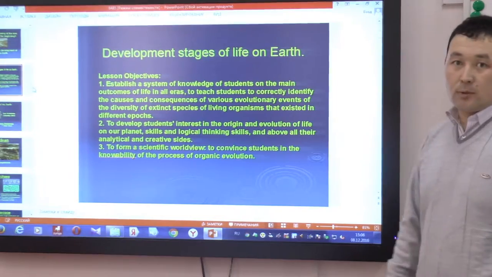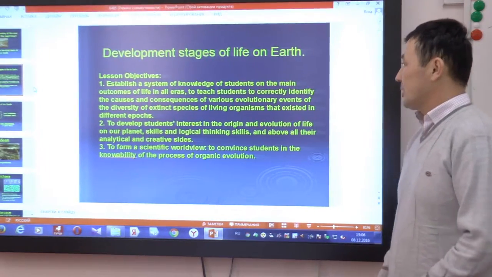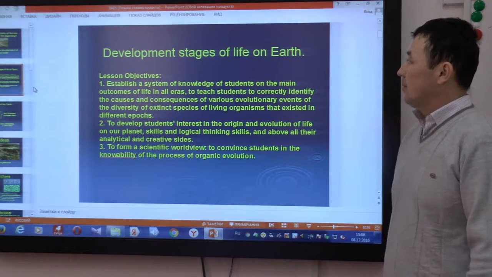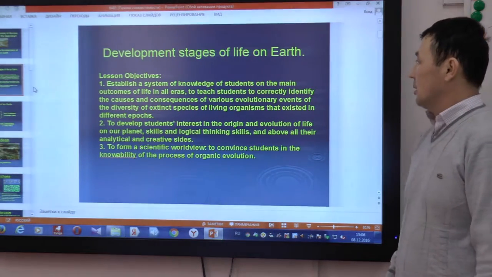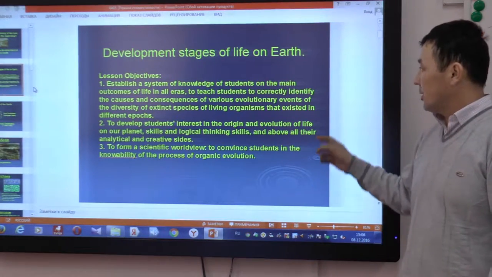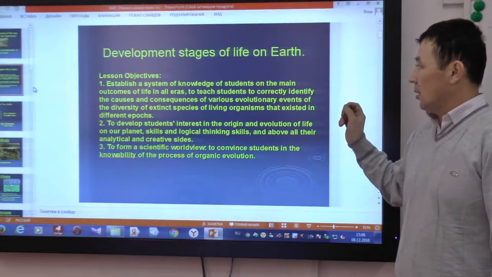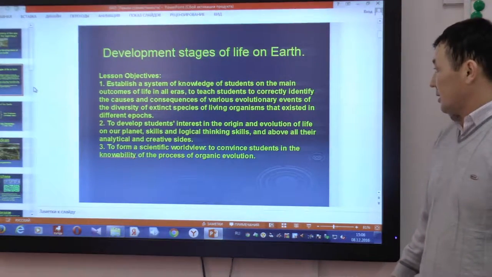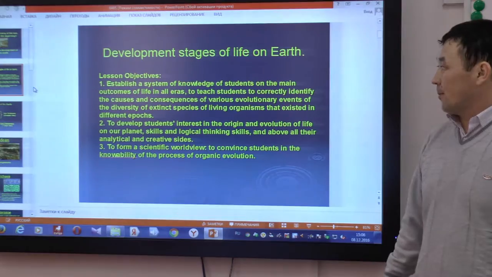The first is what we need to do is to establish a system of knowledge of students on the main outcomes of life in all eras, to teach students to correctly identify the causes and consequences of various evolutionary events, of the diversity of extinct species of living organisms that existed in different epochs.